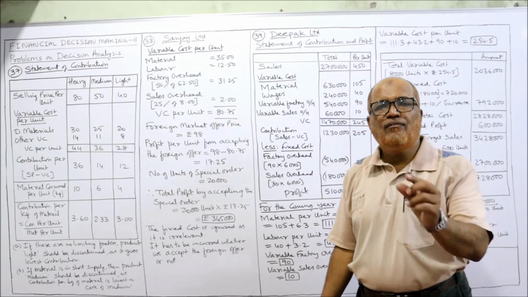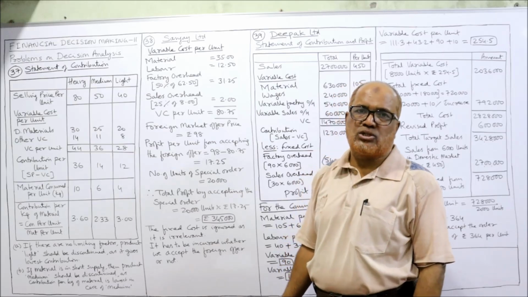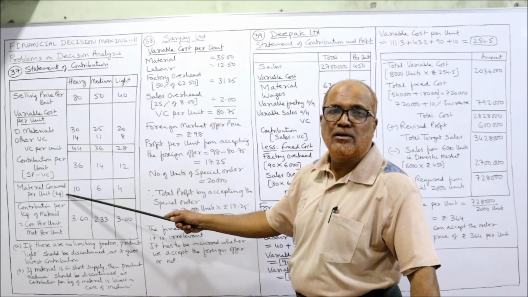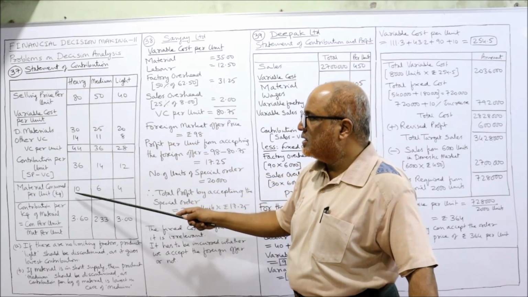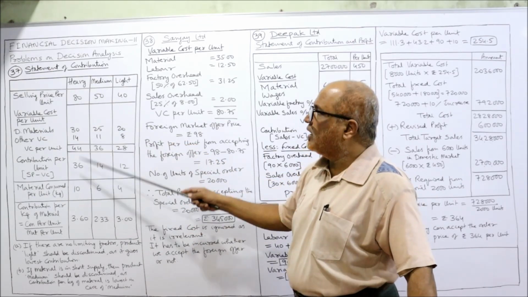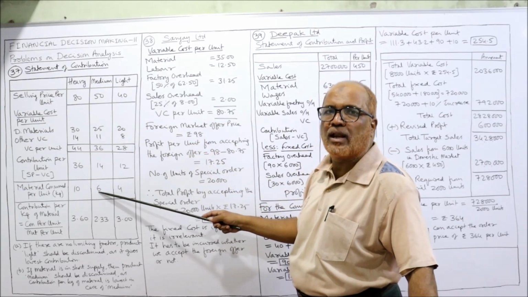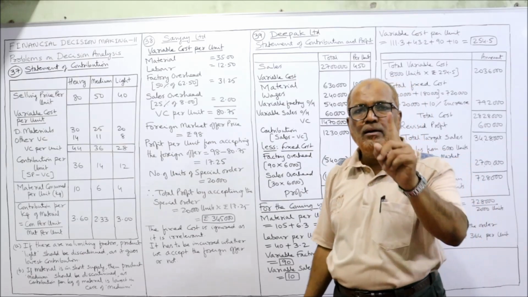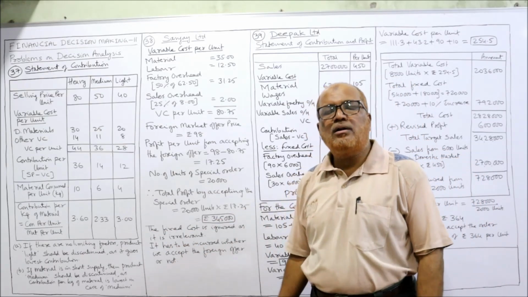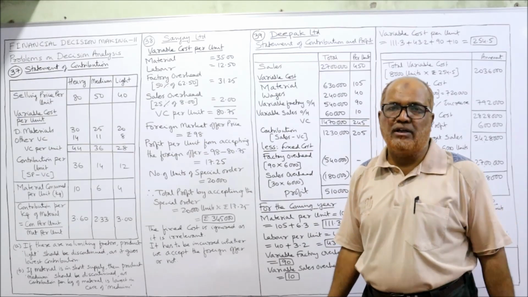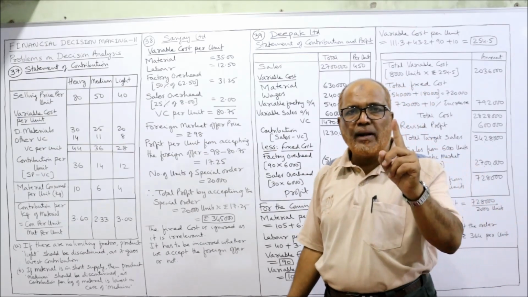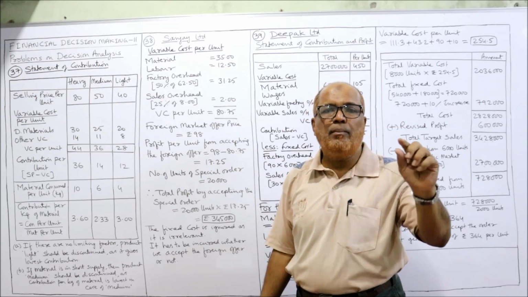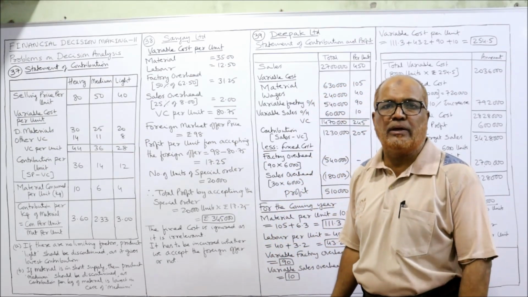Second question, if material is in shortage. It is given in the problem how much material is required per unit. For making 1 unit of heavy, 10 kilogram of material. For making 1 unit of medium, 6 kilogram. For making light, 4 kilogram. This is the material required per unit. Now what is the contribution per kilogram of material? It means contribution per unit divided by material required per unit.